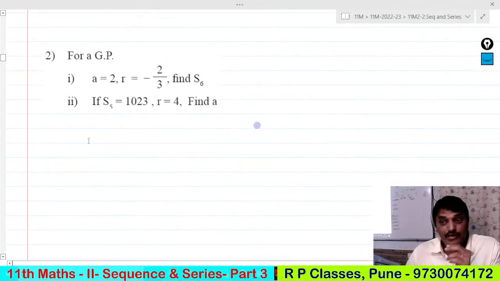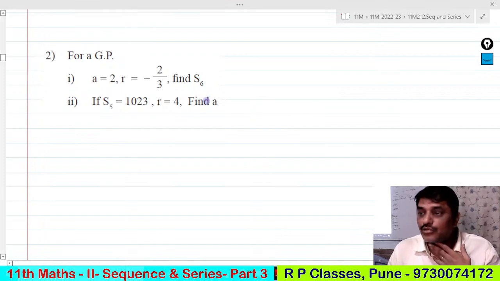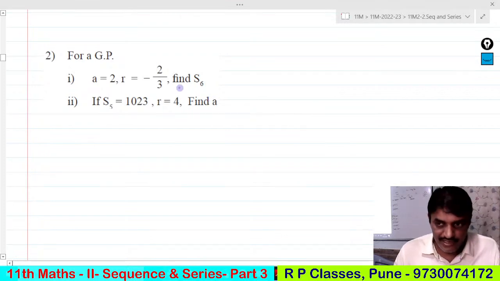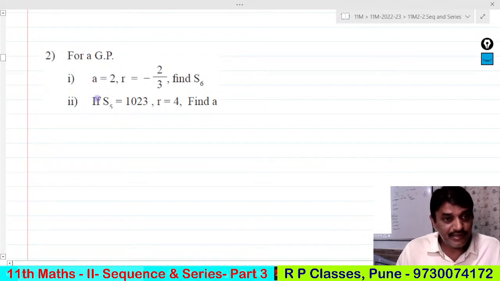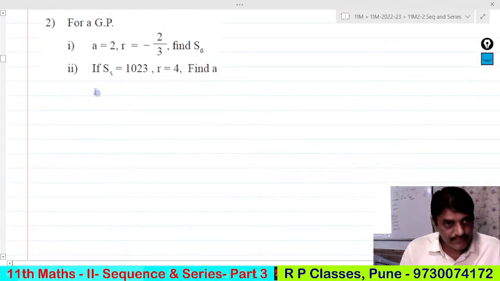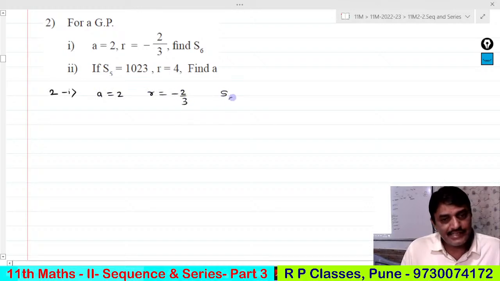Second question. See here, for a GP, A is equal to 2. Which one will I solve here? Maybe I'll solve both, okay? For a GP, I'll make this part 1 first. A is equal to 2, R is equal to minus 2 by 3. Find S6.